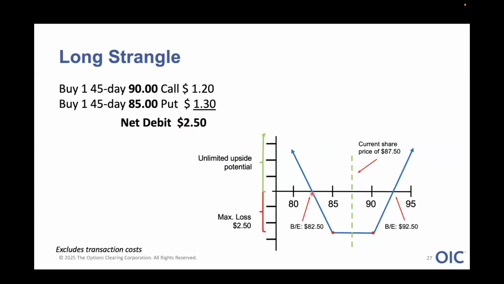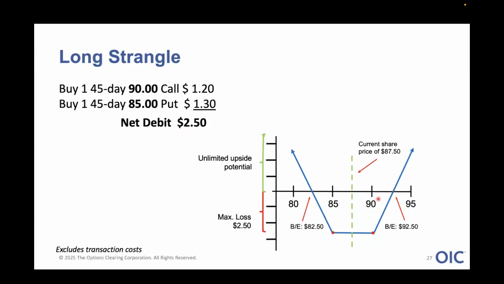And on the downside, we need the stock trading 82 and a half, and we get that by taking the 85 level put that we're long, subtracting the debit that we paid of 250, that gets us to 82 and a half. So as you can see, we need an even bigger move, both up and down, but we paid less for it. So, this is where somebody might use a long strangle. They think the stock's going to make a huge move. They don't want to pay as much, but they're willing to risk 250 in this case if the stock makes a big move either up or down.